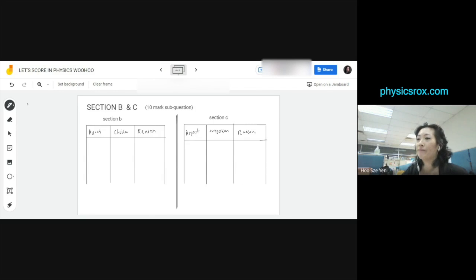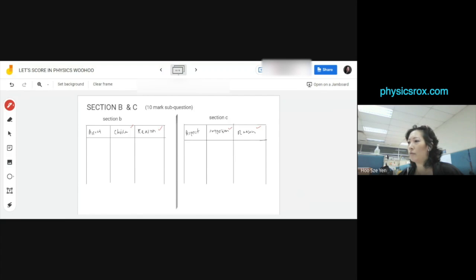What goes inside the aspect column? Marks are not given for the aspect. Marks will be given for these two columns. So why come up with the aspect then? Because normally the question will give you the aspects. You need to consider things like, consider the specific heat capacity, consider the size of the fuel chamber, you know.